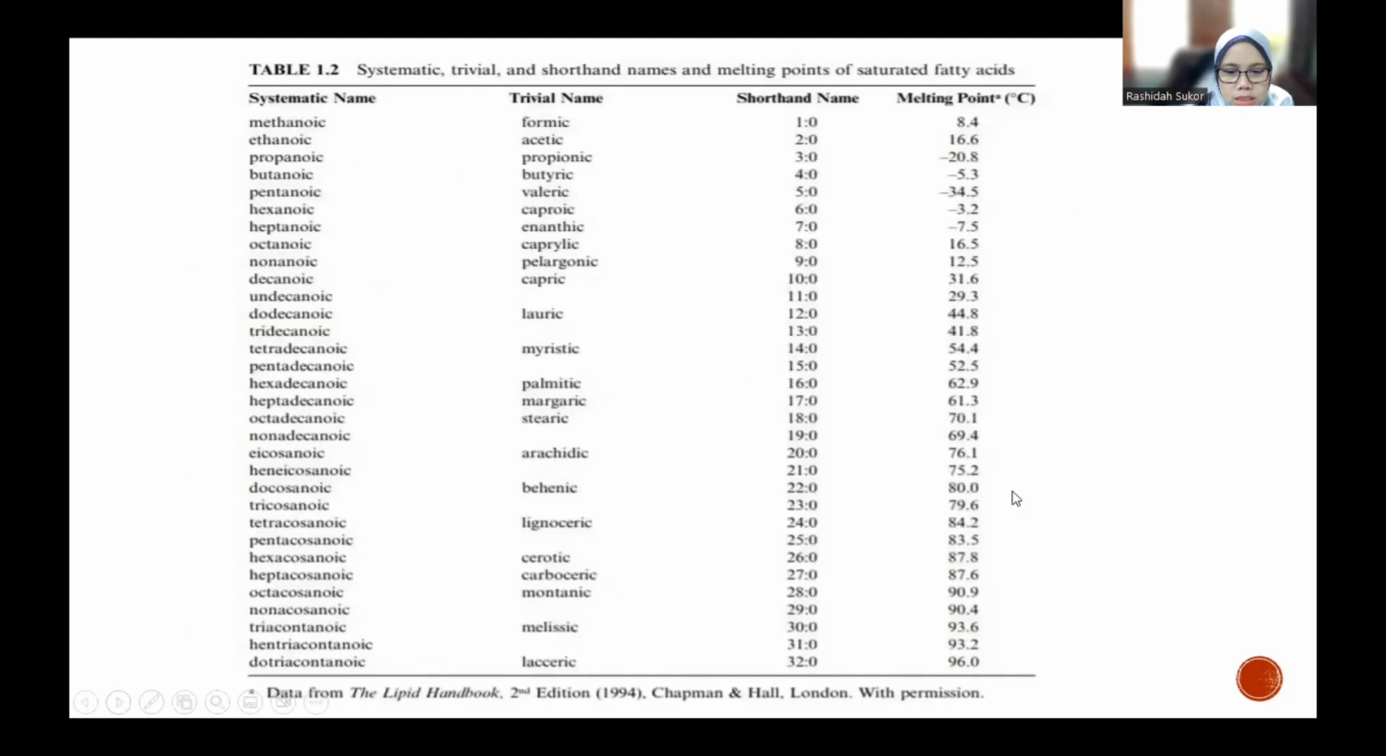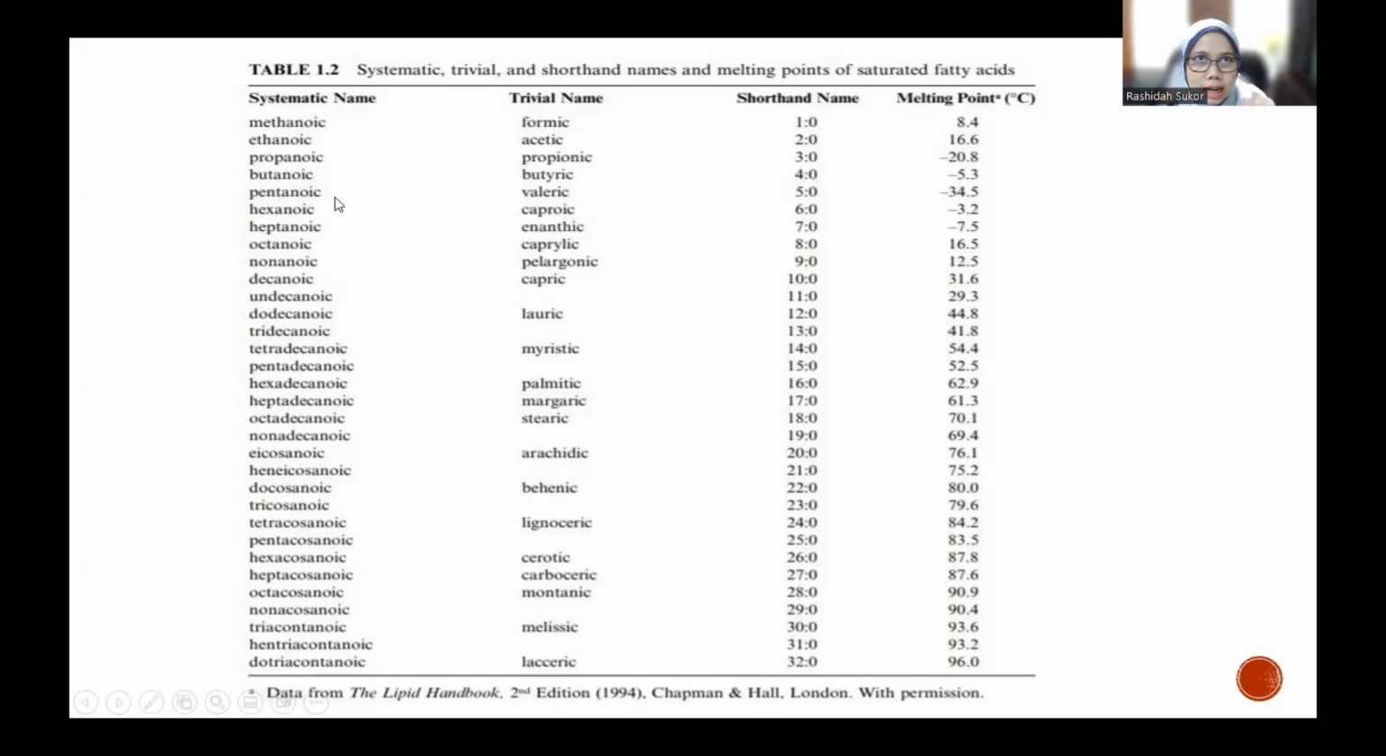I'm not sure if you can see this table. This is from the Lipid Handbook, Chapman and Hall. It lists the systematic name and the trivial name, and the number of carbons, one carbon, two carbon. Methanoic acid is formic acid, so it has carbon 1. Acetic acid is carbon 2. Propanoic acid, butane is carbon 4.